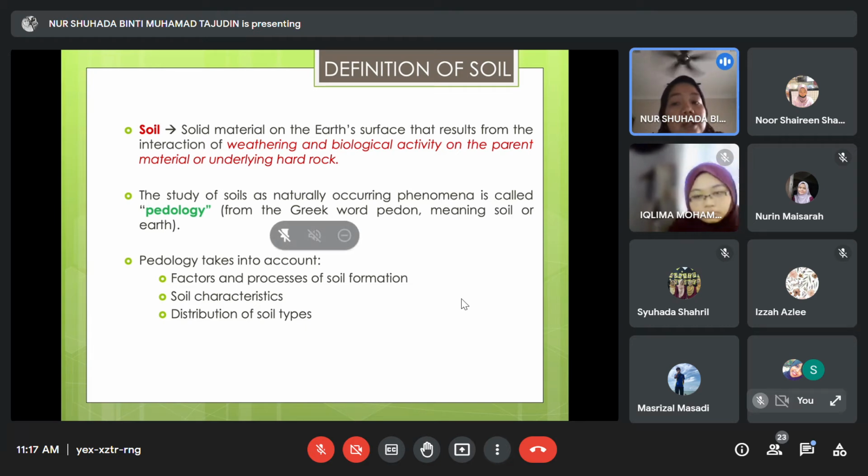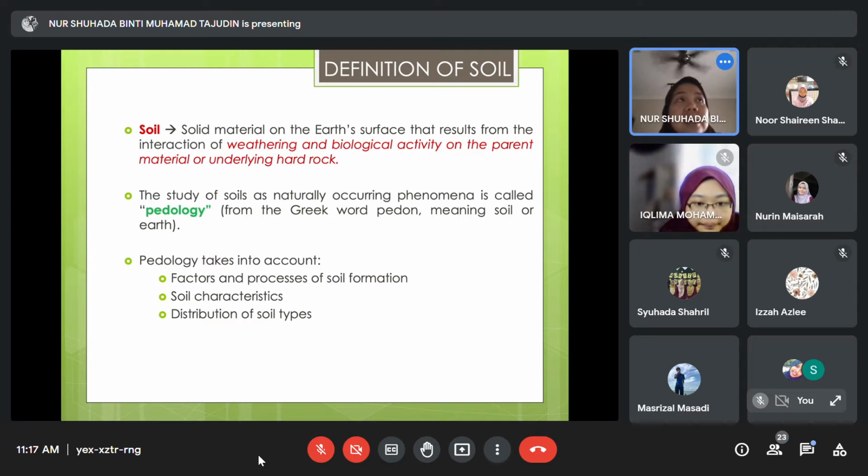and biological activity on the parent materials or underlying hard rocks. Okay, so after this you will see what is actually soil. Soil's origin is from a rock. The rock is the parent, what we call the parent material. So where does the parent material come from?